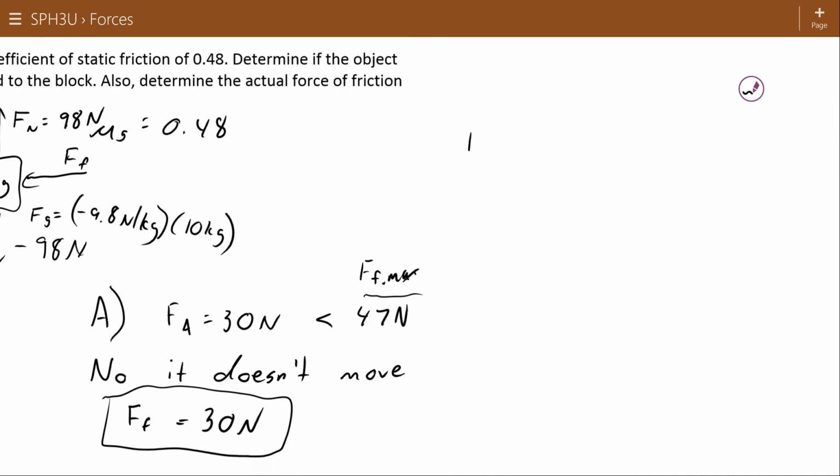Alternatively, in B, you're applying a force of 100 newtons. That's greater than the 47 newtons that is the maximum force of friction that's possible. And what that means is the force of friction can't get big enough to stop that applied force, and so yes, the object moves.